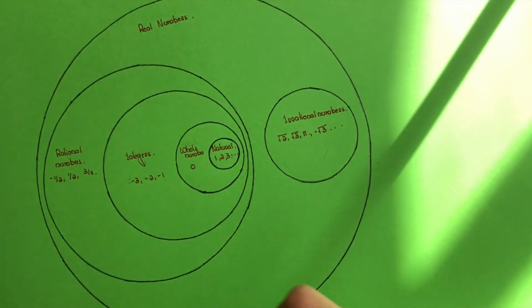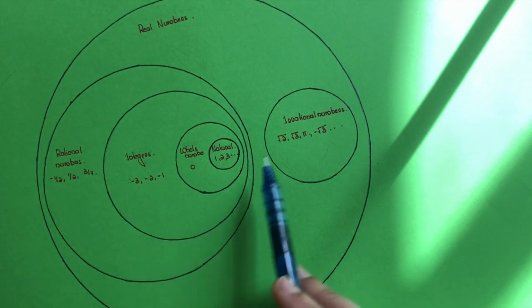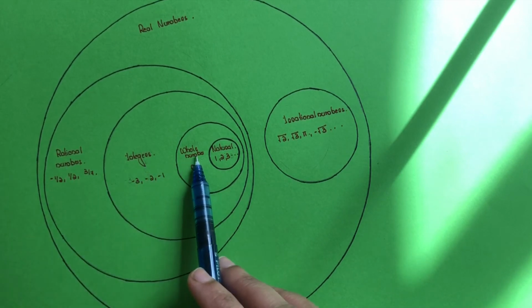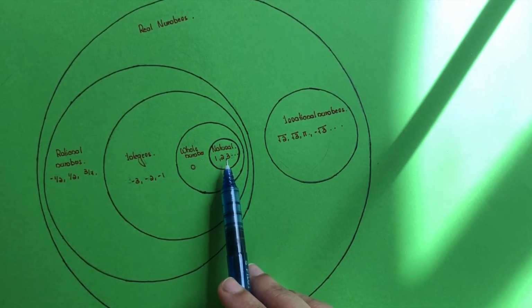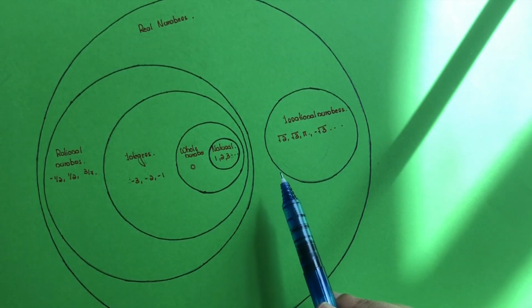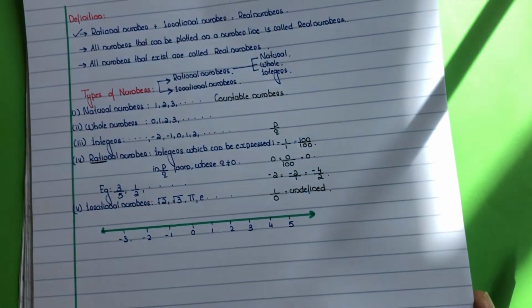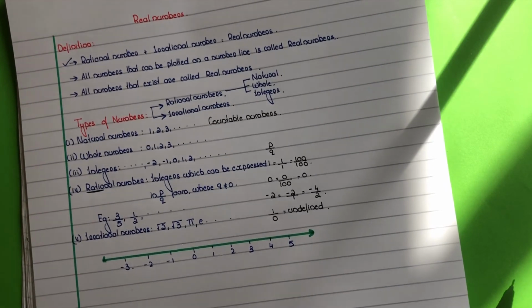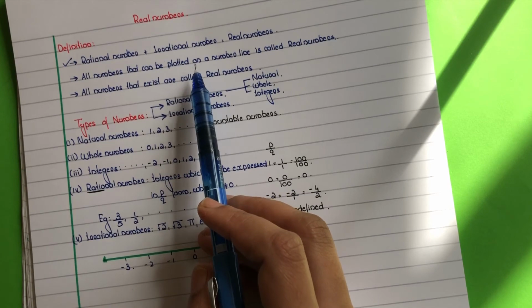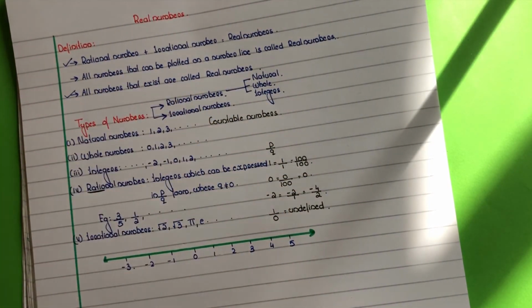Now consider this figure for real numbers. Real numbers means rational numbers and irrational numbers. Rational numbers include integers, whole numbers, natural numbers. That means all numbers that exist are called real numbers, isn't it now? So we have explained two definitions for real numbers: rational number plus irrational number, that is, rational and irrational numbers together are called real numbers, and all numbers that exist are called real numbers.